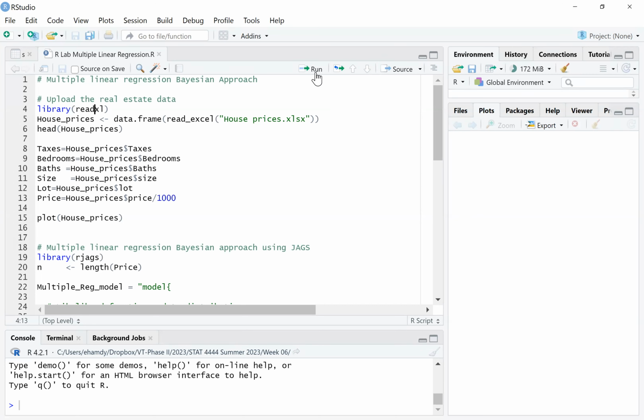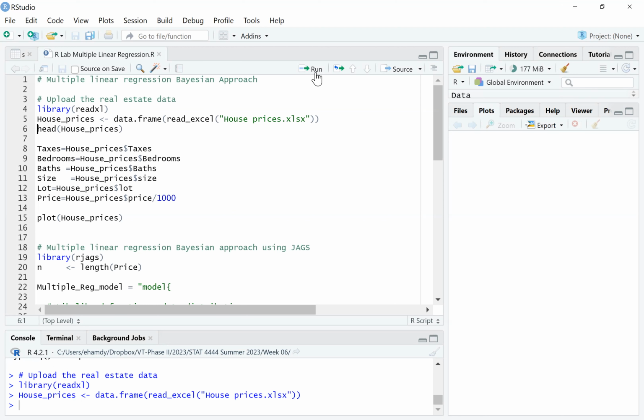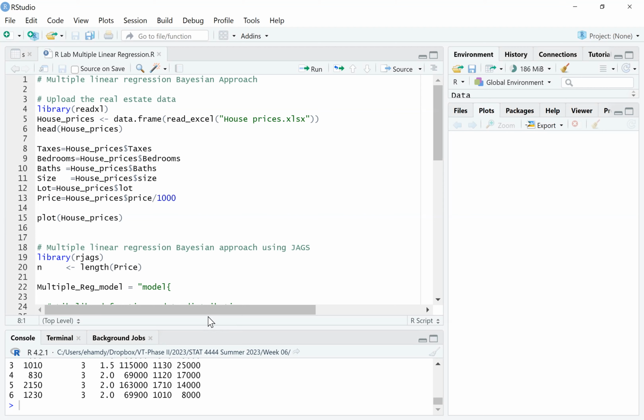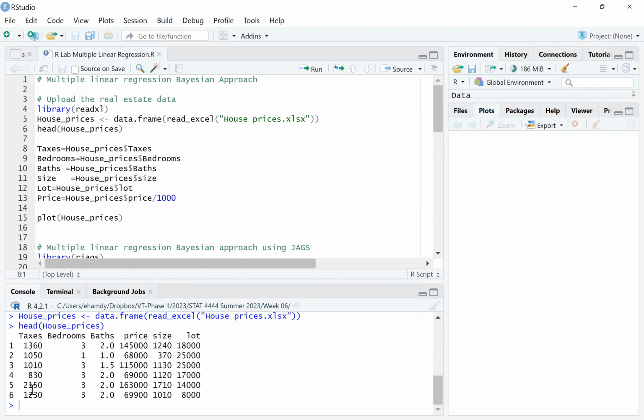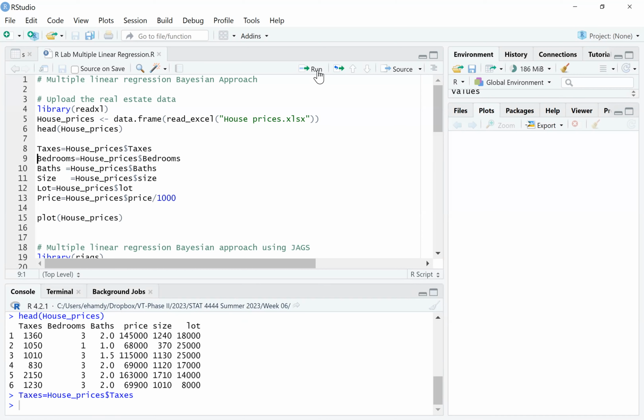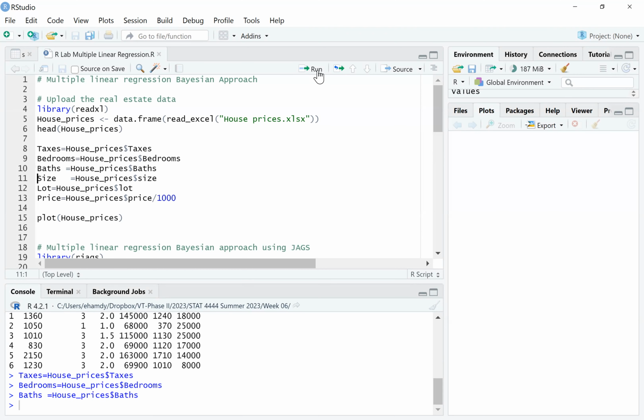So run the library, read Excel, and then upload the data, the house price, and then let's look at the data set. Let's look at the first 6 observations. We have taxes as explanatory variable, bedrooms, bases, the price as the response variable, size explanatory variable, lot explanatory variable. So we have 5 explanatory variables and 1 response variable. And let's define those guys. Let's have the same names, like taxes is the taxes, bedrooms is the bedrooms in data set, bases, size, lot.